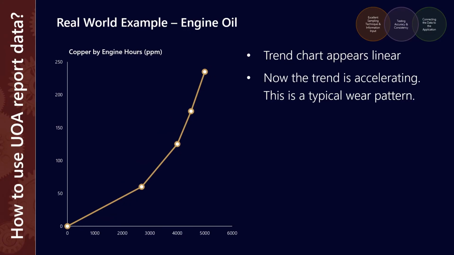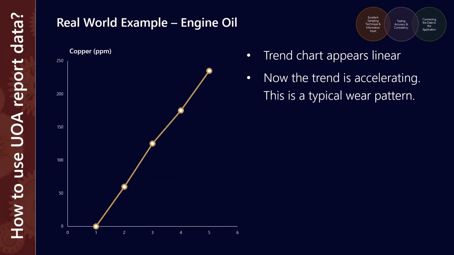This is an example where, with the same copper results, right, but now I've plotted it versus, let's say, engine hours or something, now we're seeing an accelerating pattern. Now, this is very typical of wear, right? So this would then point you towards the bearings, saying, maybe I should check the big or small end bearings if that's possible.